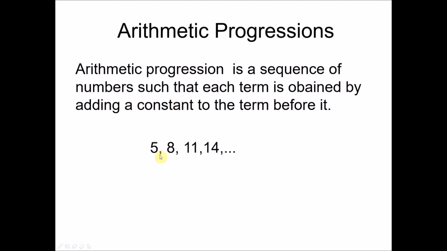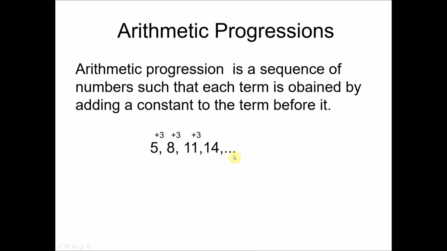For example, we try to identify whether this is an arithmetic progression. Each term is obtained by adding a constant. So 8 is obtained by adding 3 to 5. 11 is obtained by adding 3 to 8. 14 is obtained by adding 3 to 11. So we are adding a constant here, which is 3. We add 3 to the term before it.